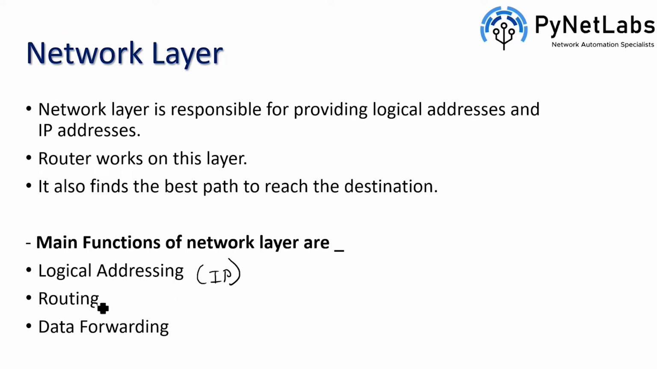Routing is also there, which means if you want to make the communication from one network to another, you must have some routing protocol configured. And if routing is there, then data forwarding will be there, because that is the main task of routing: to make communication possible from one router to another. That is why we use the routing protocol. So that's what the working of your network layer is.